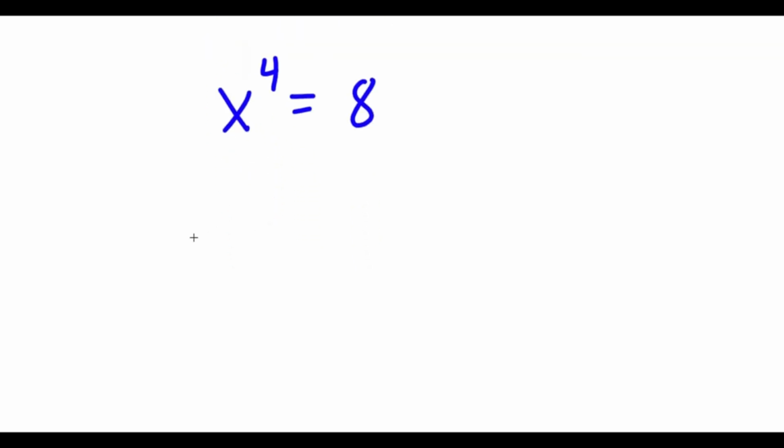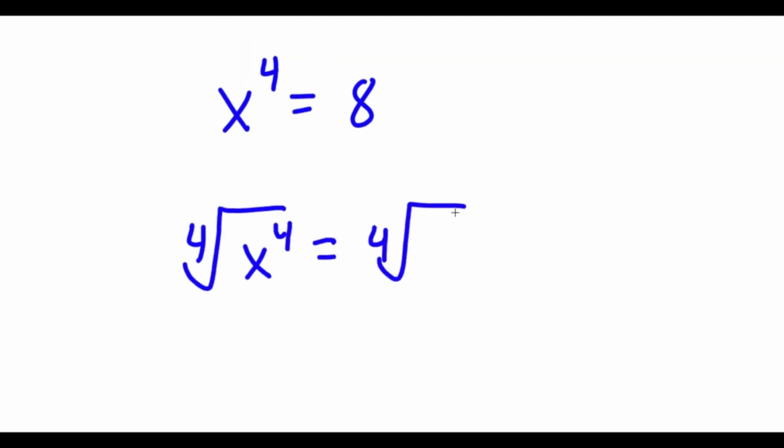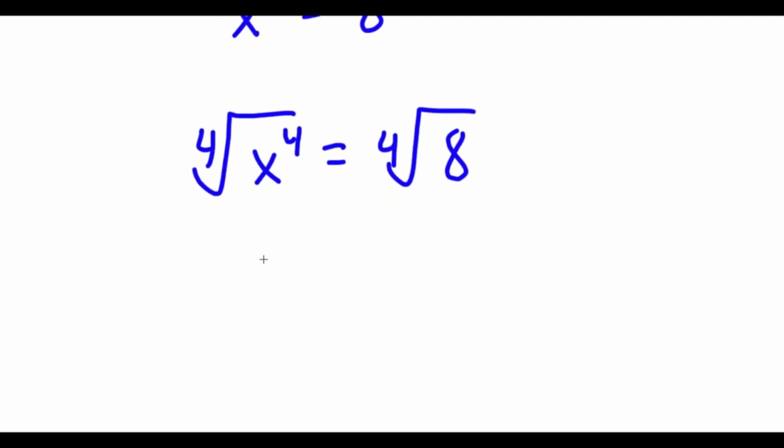So now to solve this equation, I'm going to take the fourth root on both sides. So the fourth root of x to the power of 4 is x, and so I have x is equal to the fourth root of 8.